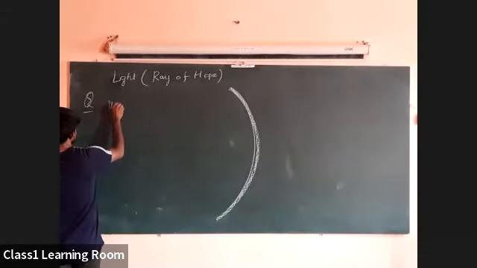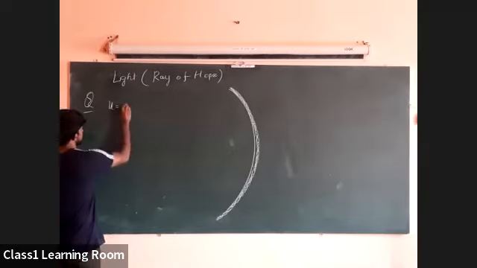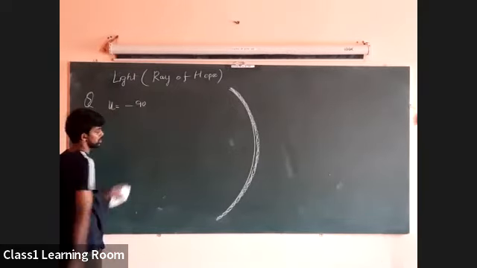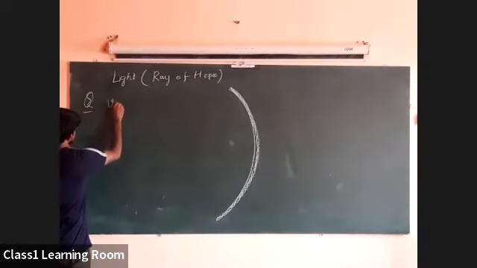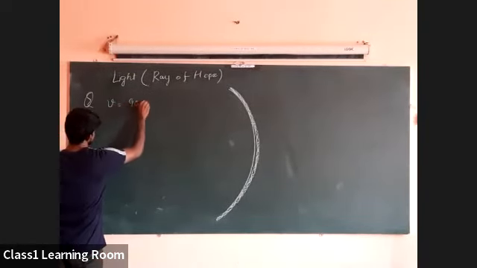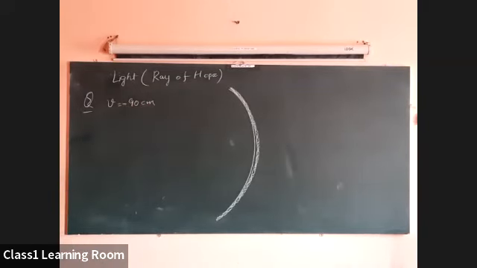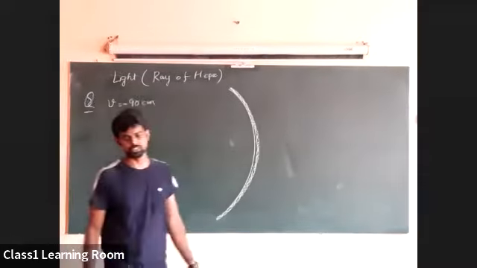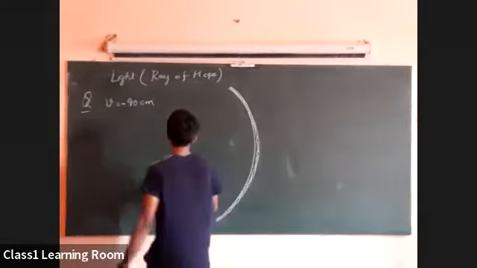Okay. So what is u? u was how much? 90, right? What is v? How much is the v? 90 centimeters. So this will be negative. It should be negative, no? How can it be positive?